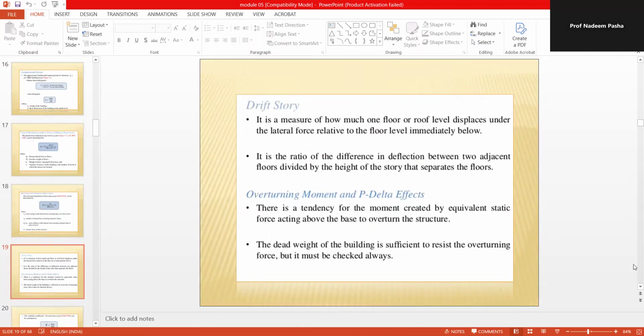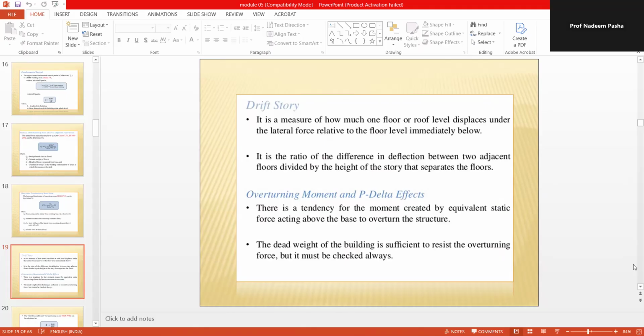Drift story. So what is drift story? It is a measure of how much one floor or roof level displaces under the lateral force relative to the floor level immediately below. It is the ratio of the difference in deflection between two adjacent floors divided by the height of the story that separates the floors.